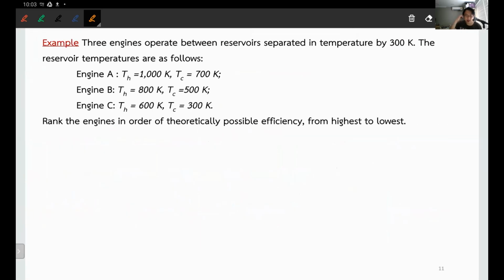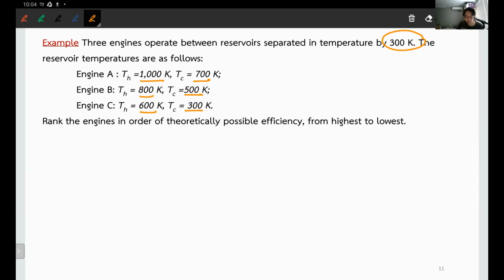Cool. All right, and the nice thing about this is, let's give an idea. If you have 3 engines operating between reservoirs separated by 300 K, so you have the scenario of 300 and 600, that's cold and hot, or 500 and 800, or 700 and 1000, which one would give you the highest efficiency? What do you think?